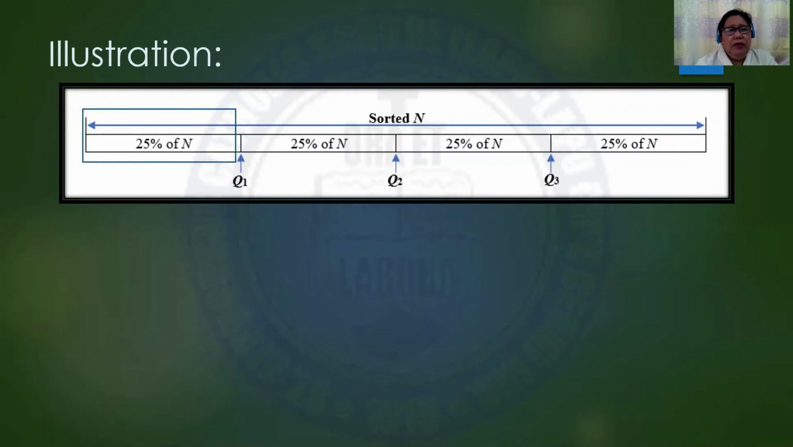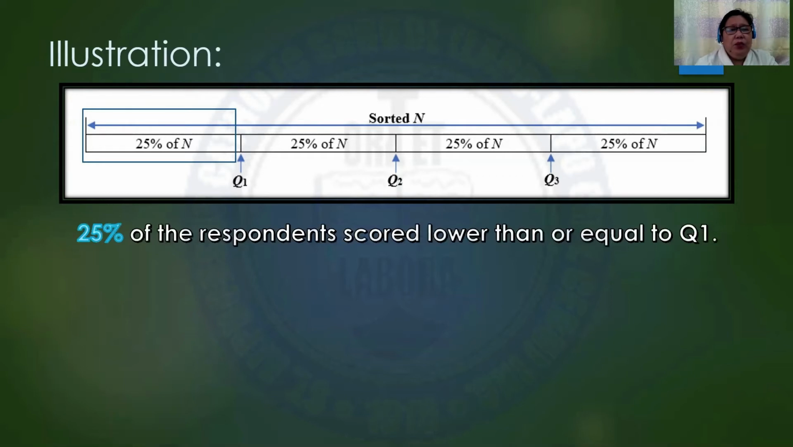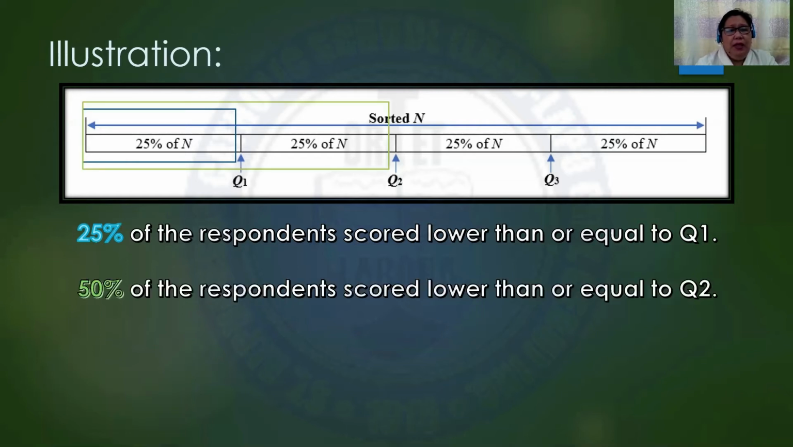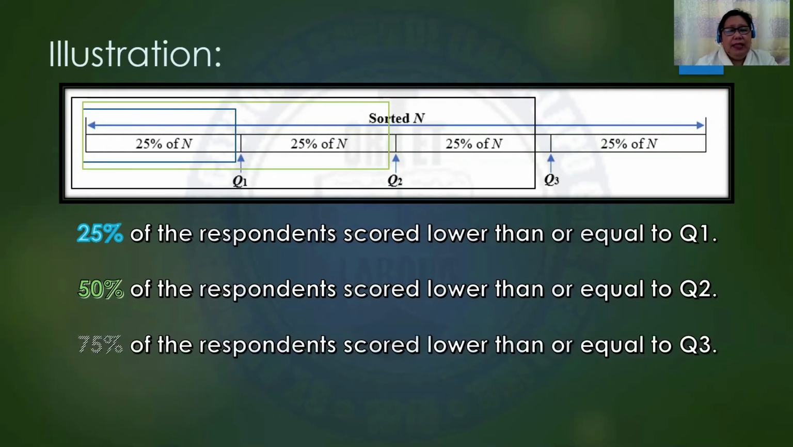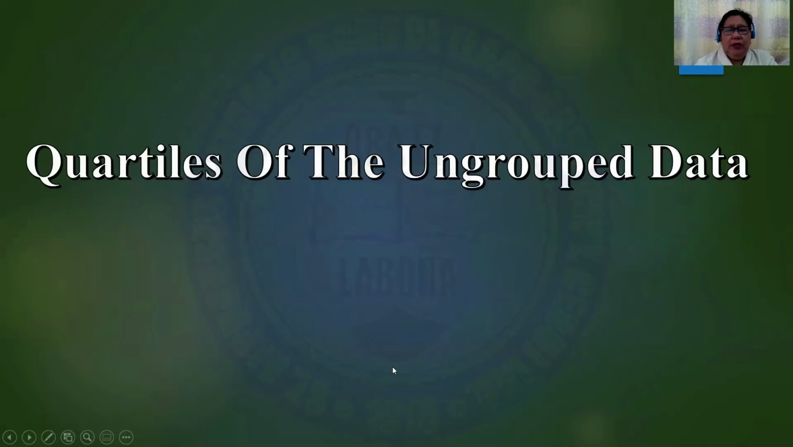For the illustration, this part, 25% of n, will mean 25% of the respondents scored lower than or equal to Q1. This portion will mean 50% of the respondents scored lower than or equal to Q2. And for this portion, it will mean 75% of the respondents scored lower than or equal to Q3. This portion is the upper 1/4 of Q3. Let us have now quartiles of the ungrouped data.